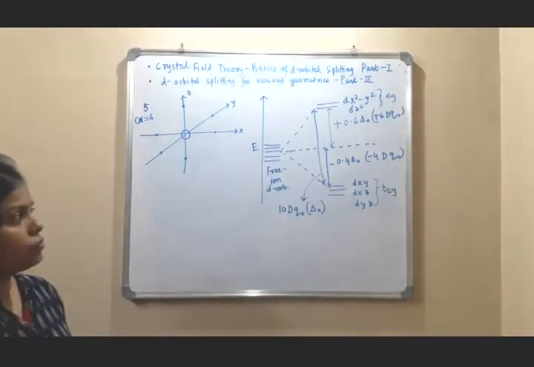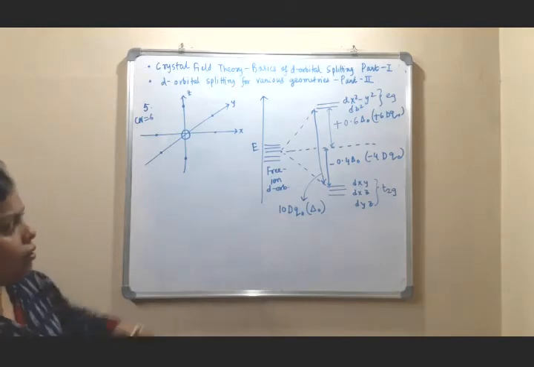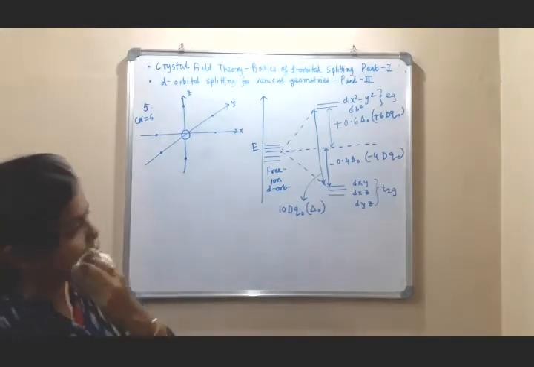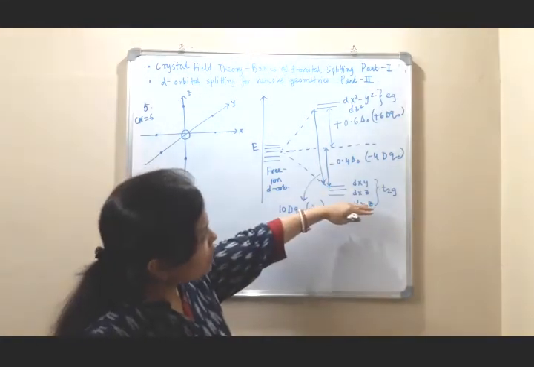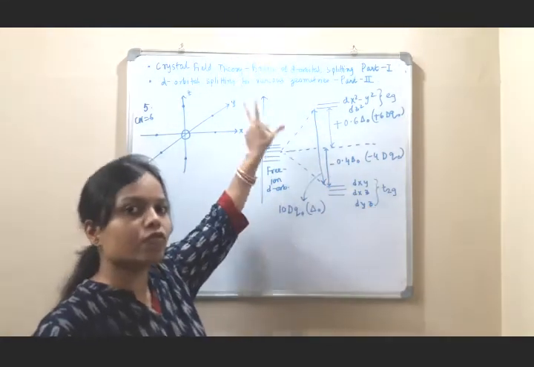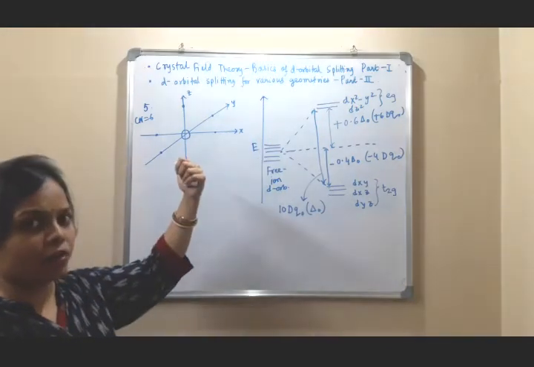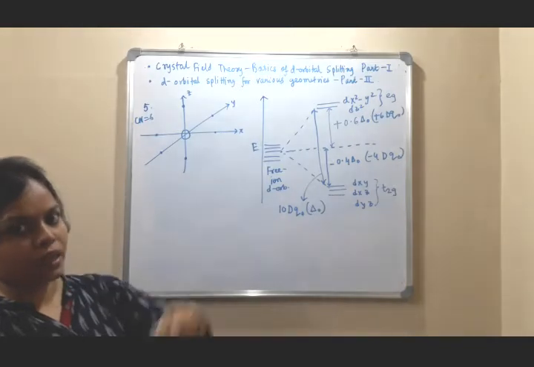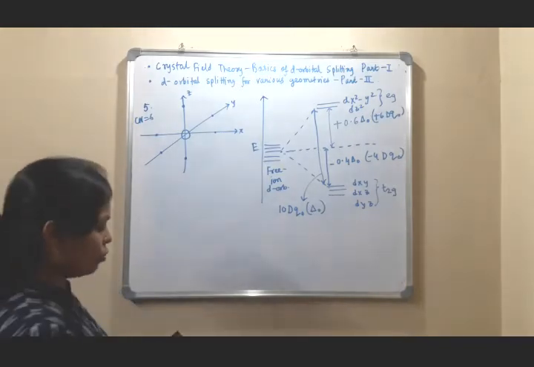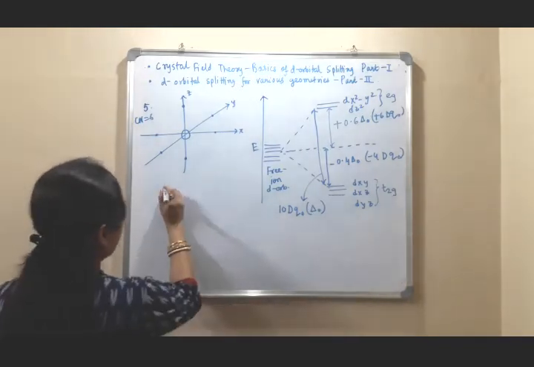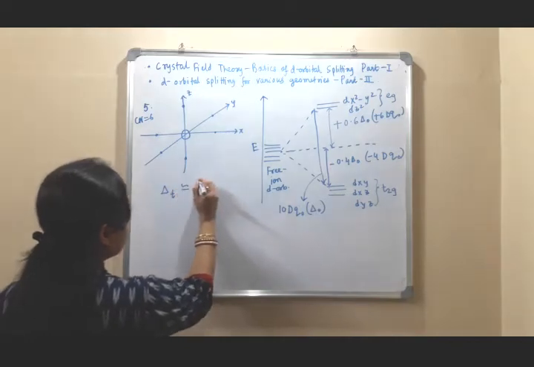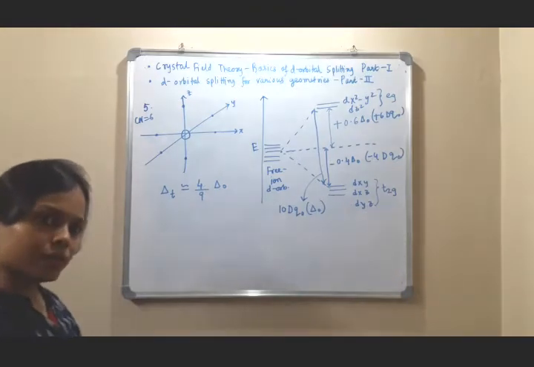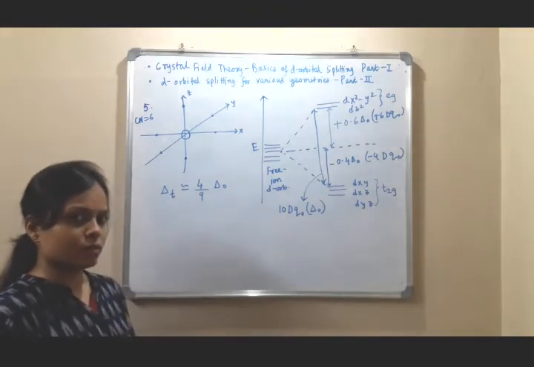Now see, these are the parameters: delta O, which represents the energy difference between the t2g and eg set of orbitals for the octahedral field, and earlier we have seen delta T, which represents the crystal field splitting in the tetrahedral field. Now this is a common question, why is delta T less than delta O? Can you tell me why delta T is less than delta O?